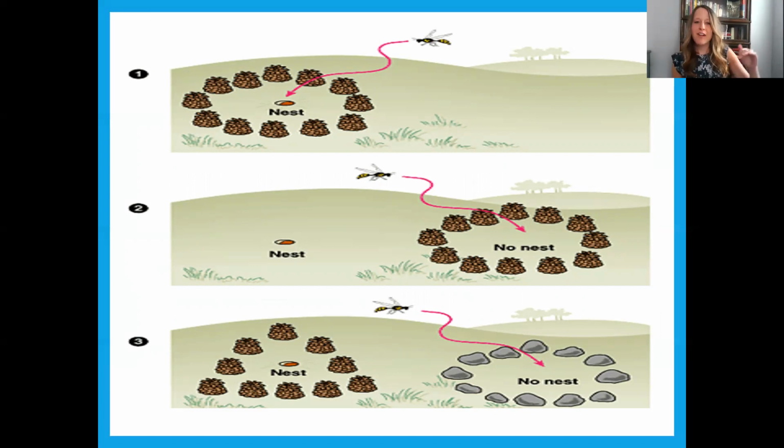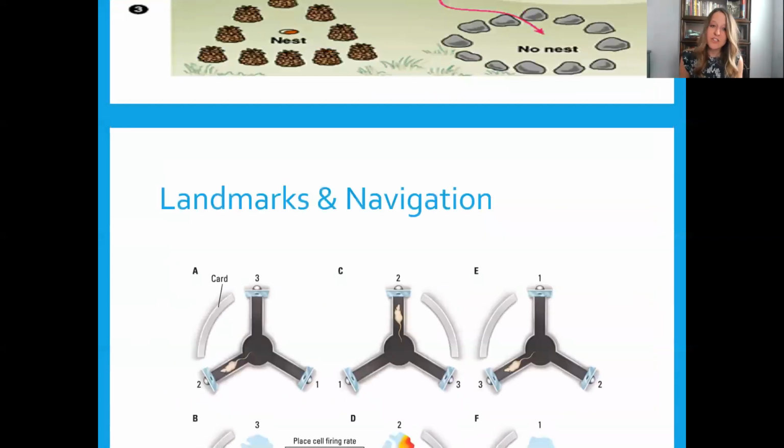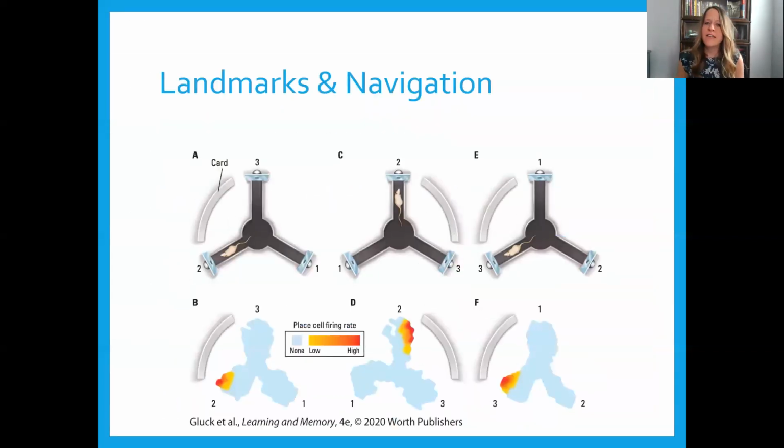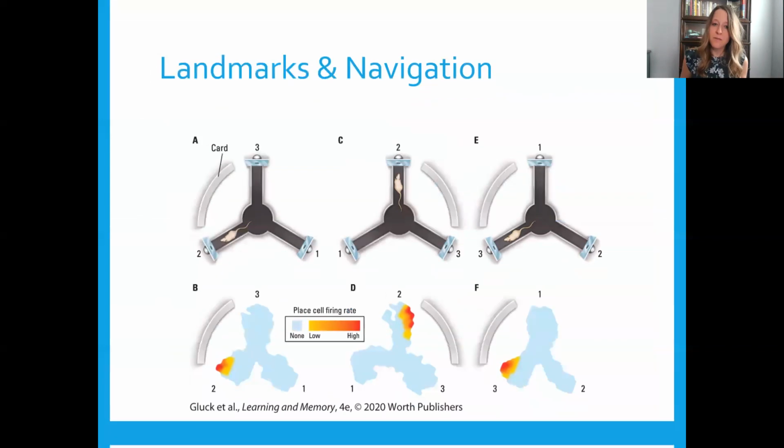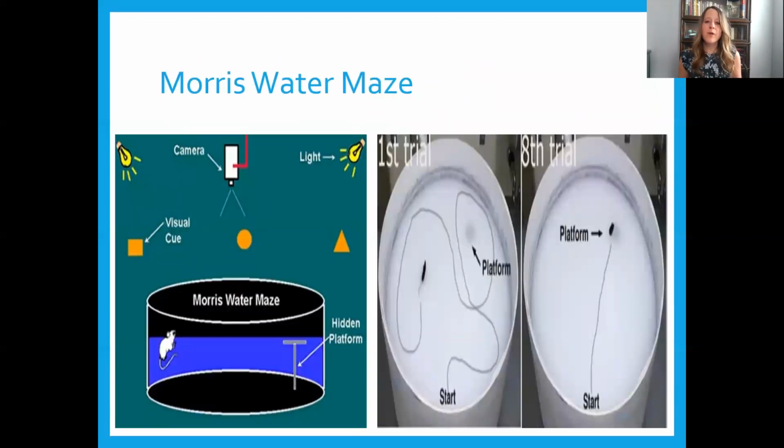Researchers moved the landmarks surrounding wasps' nests, and in doing so, disrupted the wasps' ability to find their nests, suggesting that they were relying on those pine cones as landmarks for navigation. If rats are placed in a random location in a radial arm maze like this one, they can learn to use visual cues displayed above the maze to orient themselves and solve the maze. This is also how rats solve the Morris water maze.